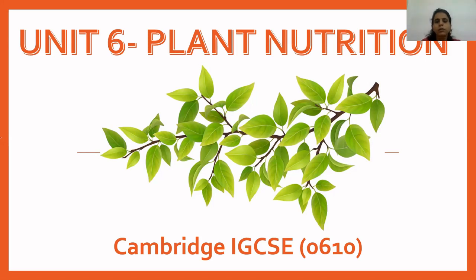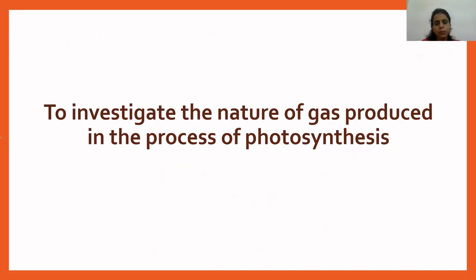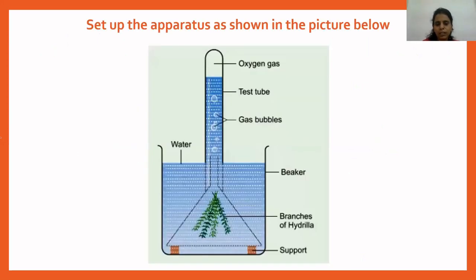Now, how do we investigate or test that the gas which is produced in the process of photosynthesis is oxygen? So the aim of this experiment is to investigate the nature of the gas produced in the process of photosynthesis. In order to perform this experiment, you should set up this particular apparatus as it is shown here in the picture. You require just very general things.